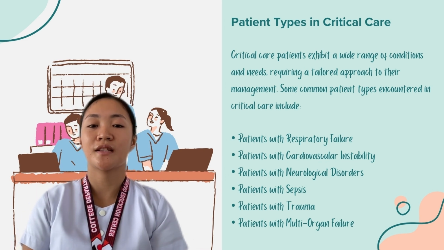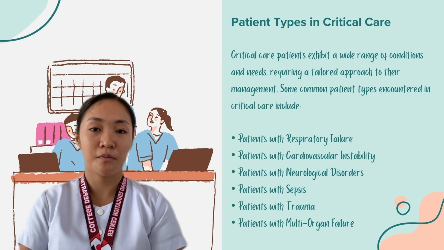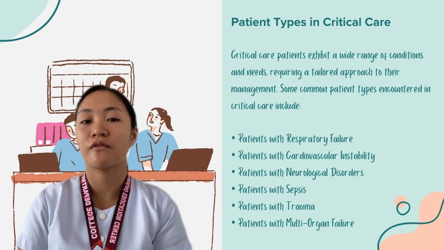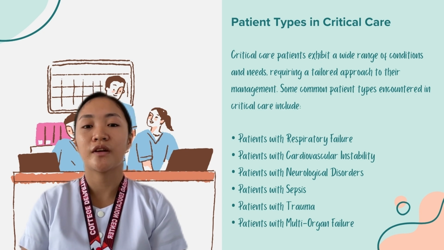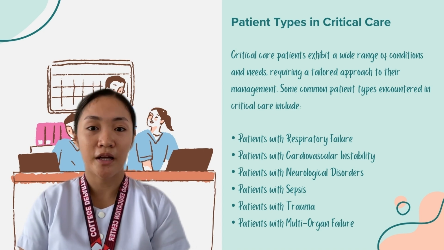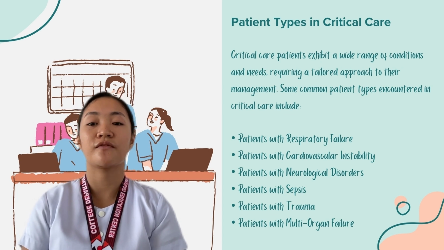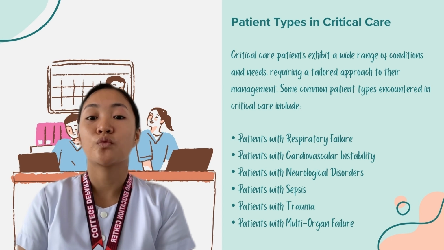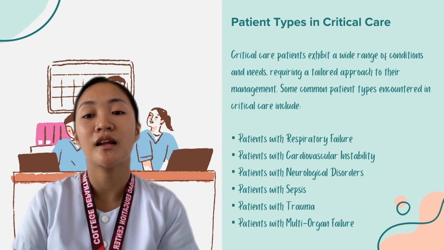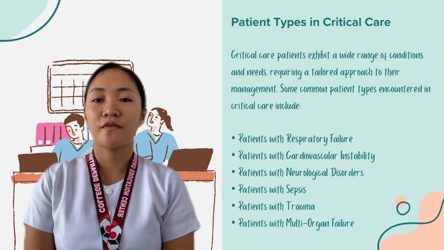Critical care patients exhibit a wide range of conditions and needs, requiring a tailored approach to their management. Some common patient types encountered in critical care include patients with respiratory failure, patients who struggle to breathe effectively and require mechanical ventilation to support their breathing. And then the patients with cardiovascular instability. This group includes patients with heart failure, arrhythmias, and other conditions affecting heart function. And the patients with neurological disorders, patients with stroke, brain injury, or other neurological conditions often require intensive monitoring and specialized care.